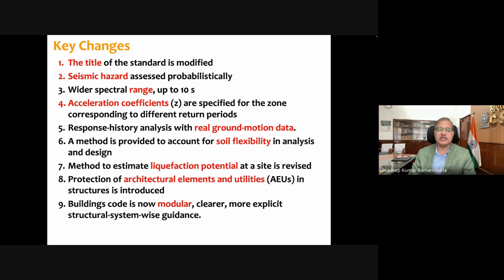And the 9th one is that the code has become more modular. That means the provisions are now given for RC buildings, masonry buildings, and steel buildings separately, in the form of different parts. So overall, these are the 9 key changes. We will not be able to address all of them today, but I would like to touch upon all of them briefly and some in detail.